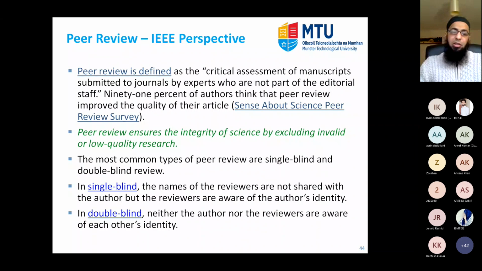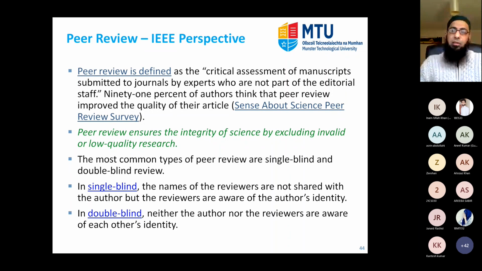The journals which are highly ranked have a very strong, technical and very transparent peer review. The journals which are predatory or of low quality compromise on the peer review, on the quality of the peer review.